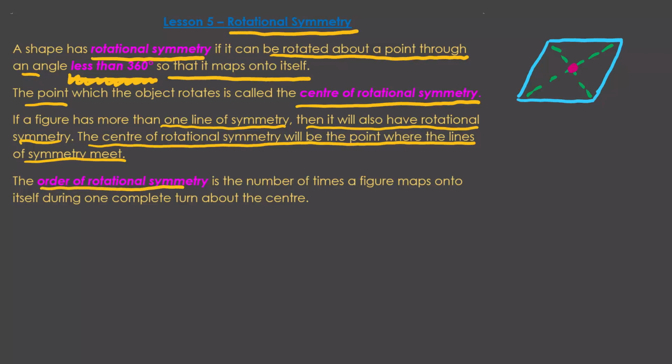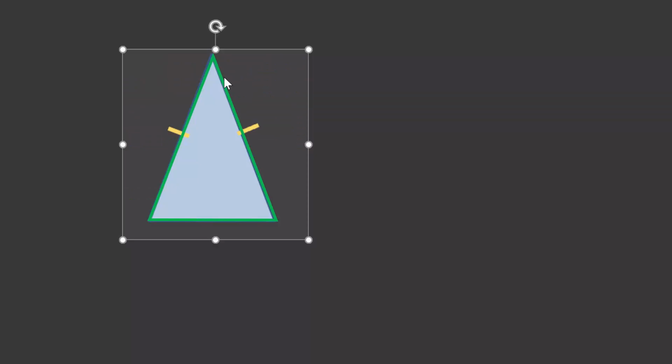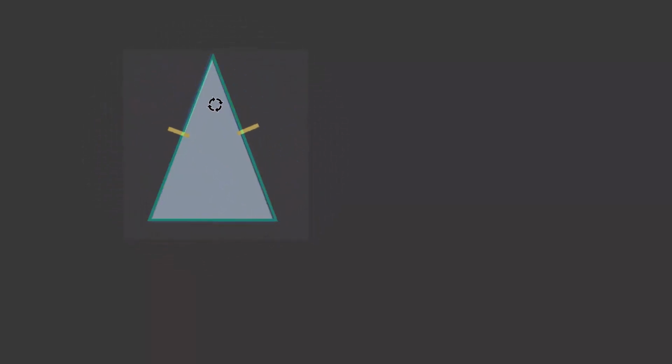The order of rotational symmetry is the number of times a figure maps onto itself during one complete turn about the center. So here we have an example with an isosceles triangle. We know that that only has one line of symmetry, and it doesn't exhibit rotational symmetry, because as I rotate, you see that the outline doesn't land on itself until it's gone a full rotation. So in that situation, we say that the object doesn't have rotational symmetry.